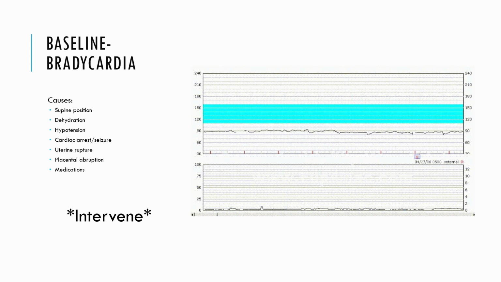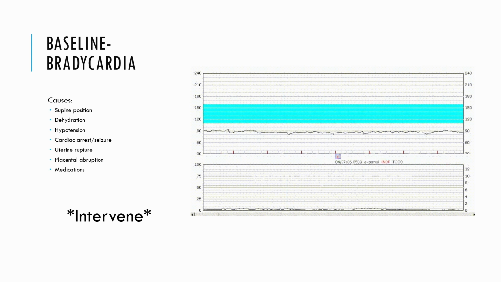Some common causes for this would be if mom is laying in a supine position, if mom's dehydrated, if she herself has low blood pressure or hypotension, if she's experienced a cardiac arrest or a seizure, if the uterus has ruptured, so it's blown up into pieces, a placental abruption going on, or there are some medications, think of sometimes some blood pressure medications or things like that that can cause bradycardia in our fetus.